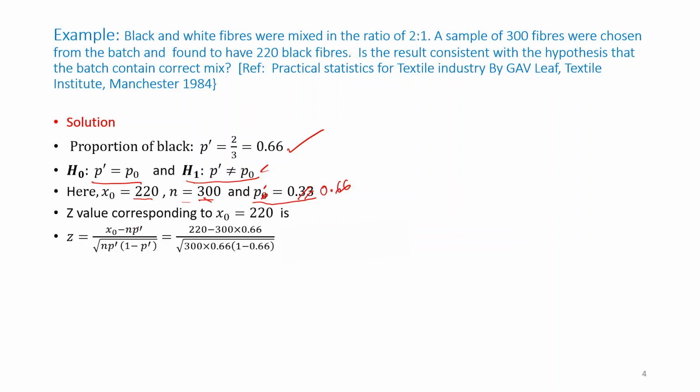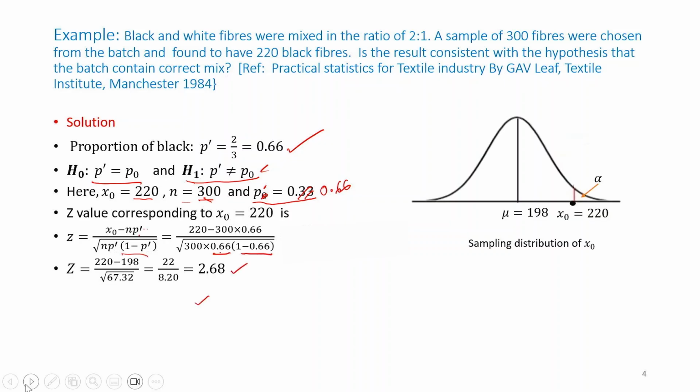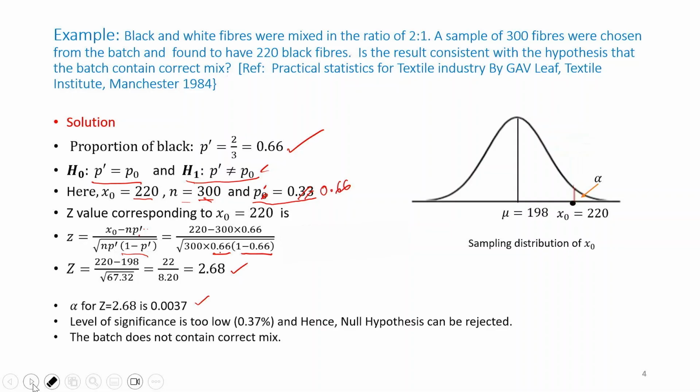Now the Z value corresponding to X0 220, we straight away apply the formula that we have seen in the previous slide. If we substitute the values of X and P in the equation of Z, we will get a figure of Z which is 2.68. So corresponding, the graph is shown here. The mu value is 198 because n into P is what is mu.